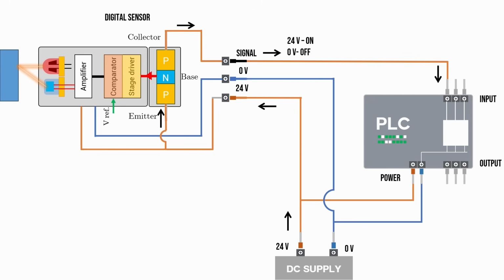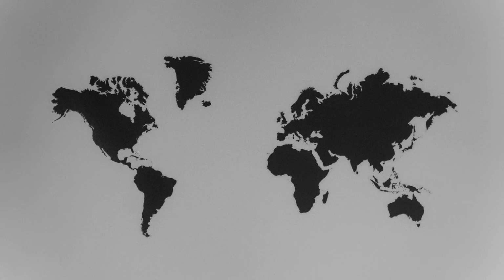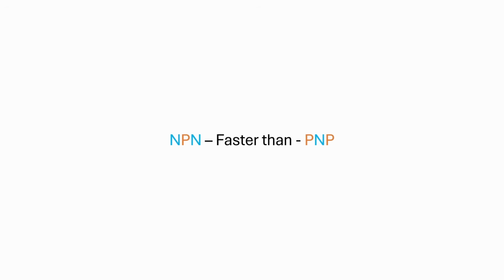NPN sensors, the sinking type sensors, are still commonly used in Japan. That's because the Japanese automation industry historically developed using NPN transistors in their output circuits. Also, NPN transistors are slightly faster than PNP transistors, so in high-speed applications, they can offer a minor advantage. And from a manufacturing point of view, NPN transistors are cheaper to fabricate than PNP ones. But globally, the PNP sensor has now become the standard.